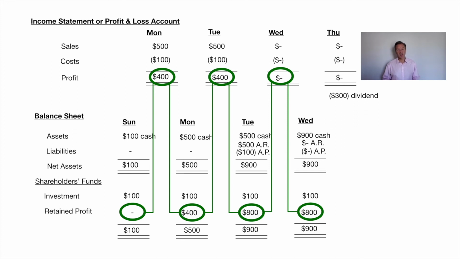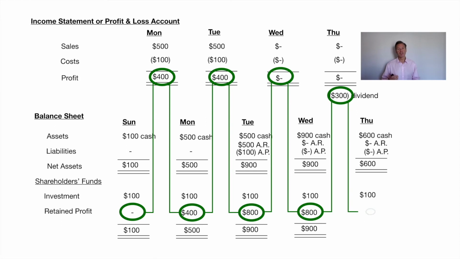And at the end of Thursday, we can now do our balance sheet. How much cash have we got? Well, we started with $900 in cash. We've paid out $300 as a dividend, which means that we've still got $600 in cash. No other accounts payable, no accounts receivable, and therefore the net assets is 600. And in terms of the shareholders' funds, well, we've still got that $100 investment, but the retained profit, we started with 800, we didn't make a profit, but we distributed $300, and therefore the retained profit is 500, and 500 plus 100 is 600, and the balance sheet balances. Rinse and repeat ad infinitum.